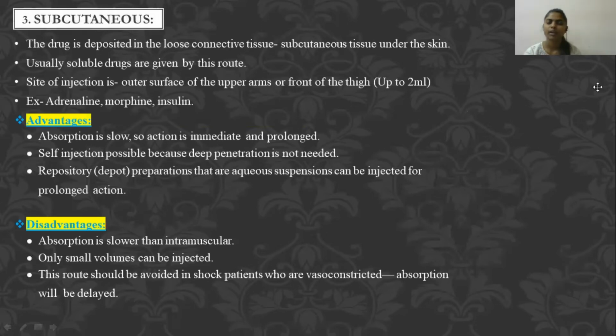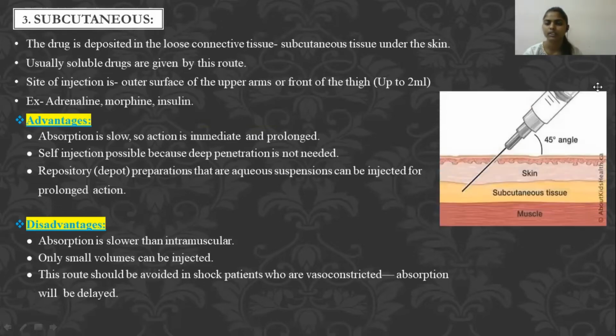Then next is the subcutaneous route. The drug is deposited in loose connective tissue. Subcutaneous tissue is under the skin; see, the skin, then subcutaneous, and just below that is muscle. Usually soluble drugs are given by this route. The site of action is the outer surface of the upper arms or the front of the thigh, up to 2 mm. Examples of this route are adrenaline, morphine, insulin.